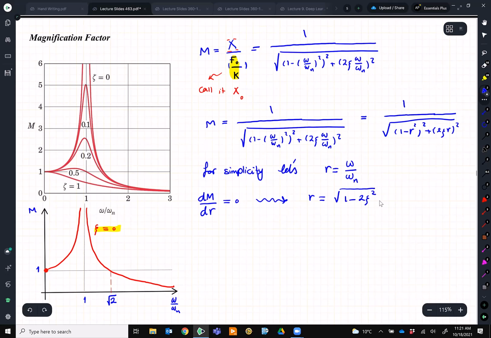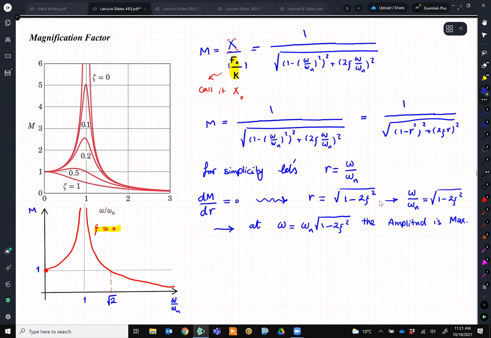Okay, so what was the value of r? r, we defined it as omega over omega n. So from here, I can conclude that at omega equal to omega n square root of 1 minus 2 zeta squared, the amplitude is maximum. The amplitude is max.